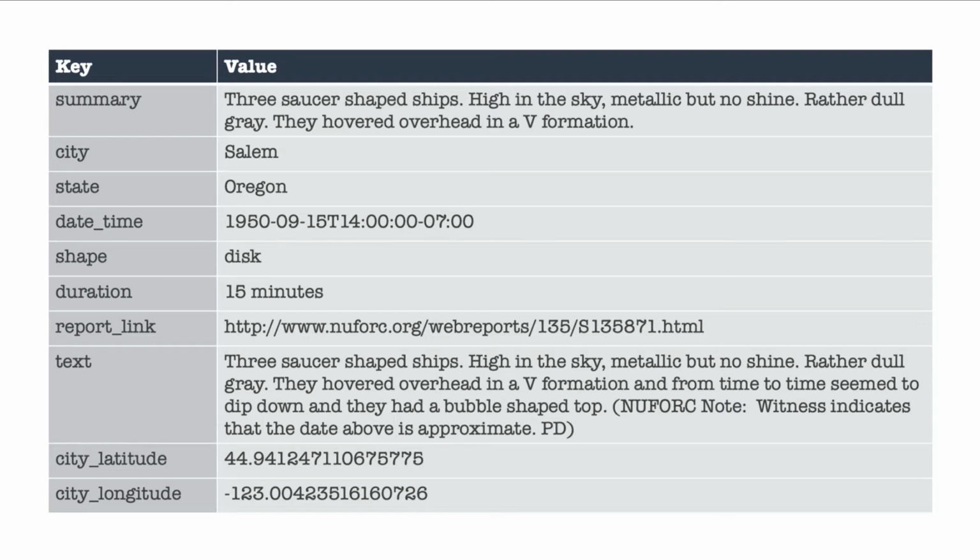We've got the shape of the UFO. So that's one of the things that the NUFORC categorizes as the shape. Is it a disc? Is it a light? Is it a triangle? Is it a formation? They've got a whole bunch of different types of shapes. We'll count those shapes later on in the demo.